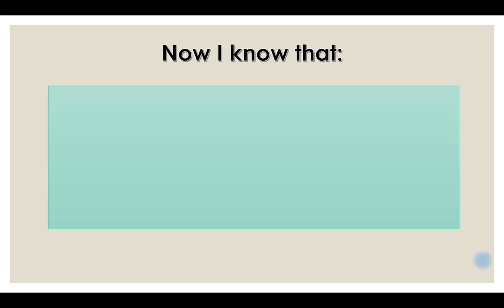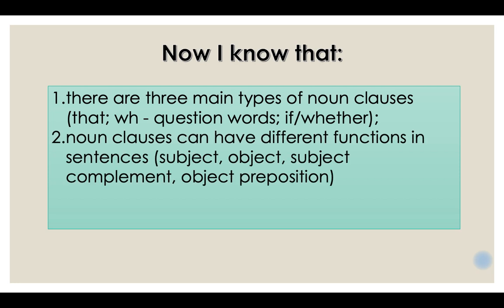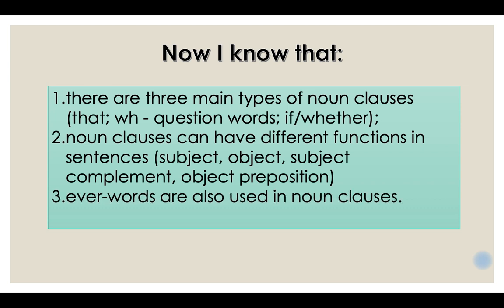Now, hopefully you know that there are 3 types of noun clauses. They can start with that, they can start with WH question words, or they can start with if or whether. We also know that noun clauses can have different functions in sentences, and we should be careful about those. And we also know that ever words are also used in noun clauses. That's basically all that I had for you today.